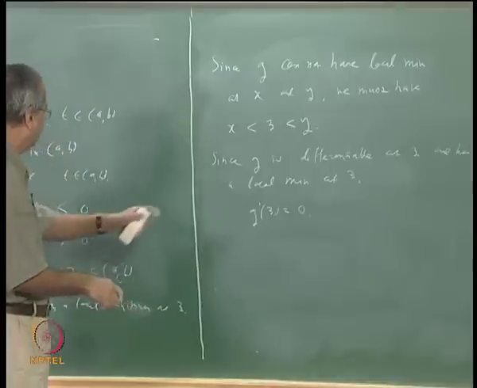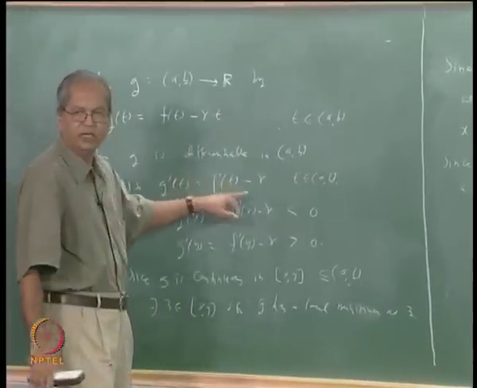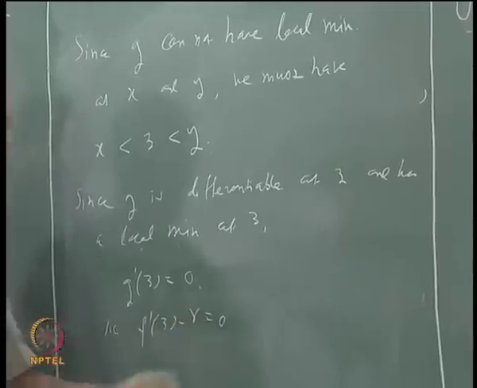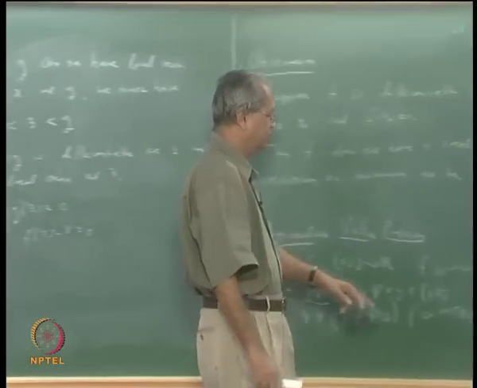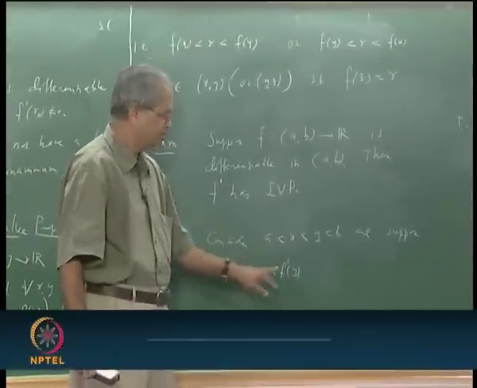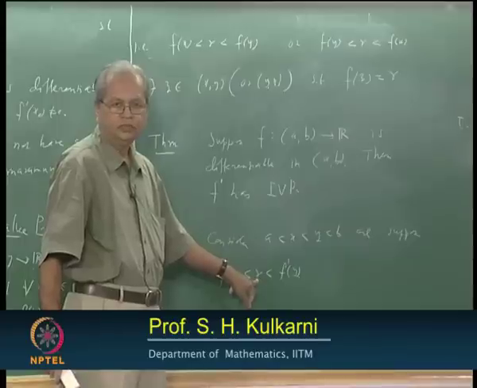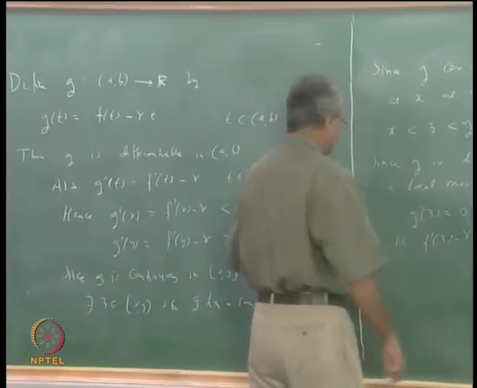But what is G prime of Z? G prime of Z is nothing but f prime of Z minus gamma, equal to 0, right, and that is what we wanted to show. That is, given any number gamma which lies between f prime x and f prime y, there exists Z between x and y such that f prime at Z is equal to gamma, right. Is that clear?